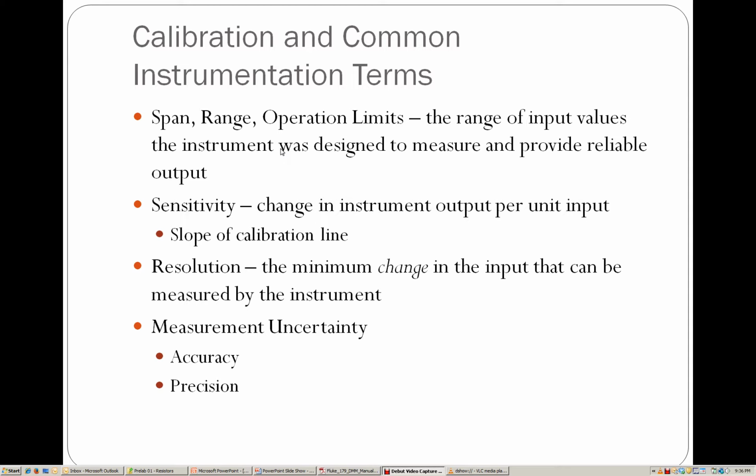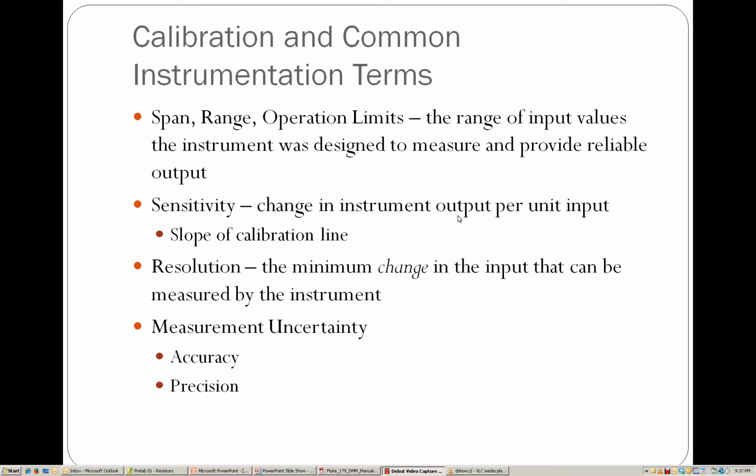Thermocouples or temperature measuring devices have ranges of temperatures over which they're designed to provide reliable output measurements. Same thing goes with any transducer that we're going to work with. They're going to have a specified range of operation. Another common term is sensitivity. Now, sensitivity tells us about how much the output of the instrument is going to change per unit of input.